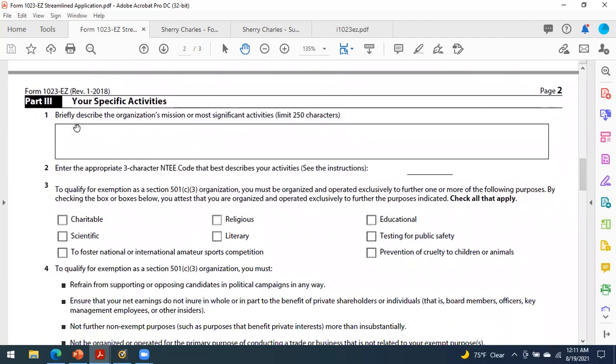So now, part 3, your specific activities, is when you explain briefly the mission, or the most significant activities of your nonprofit, and you have a limit of 250 characters, which means you don't have a lot of space to be elaborate in your answers. You only have 250 characters. That means a character is a letter, number, symbol, or space. So that doesn't give you much opportunity to really explain anything in detail. You have to be very succinct. Okay, so that's part 3, specific activities.